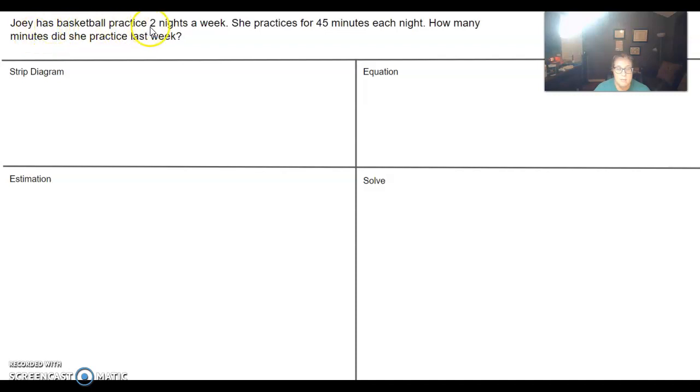Joey has basketball practice 2 nights a week. She practices for 45 minutes each night. How many minutes did she practice last week? Make sure you read it again. Make sure you do a strip diagram, equation, estimation, and solve. And of course, make sure you check your answer with your estimation to make sure it was reasonable.